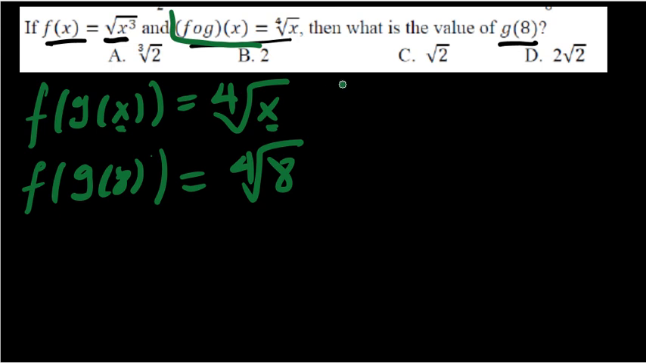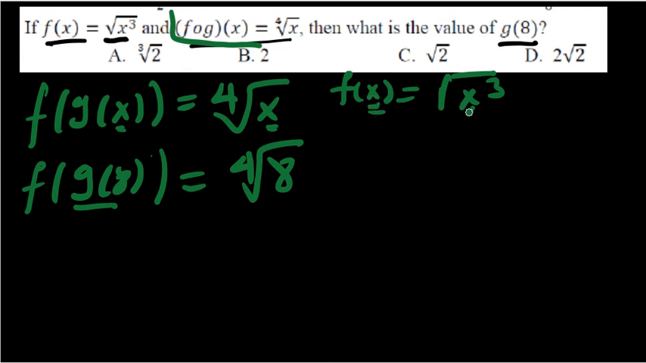But we know that f of x is equal to what? f of x is equal to the root of x cubed. So in place of x, what you see here is g of 8. So we will substitute g of 8 in place of x, because if the x varies directly, the inner one will also vary.